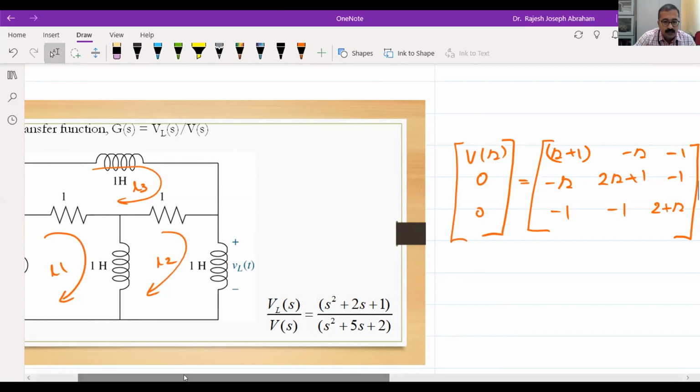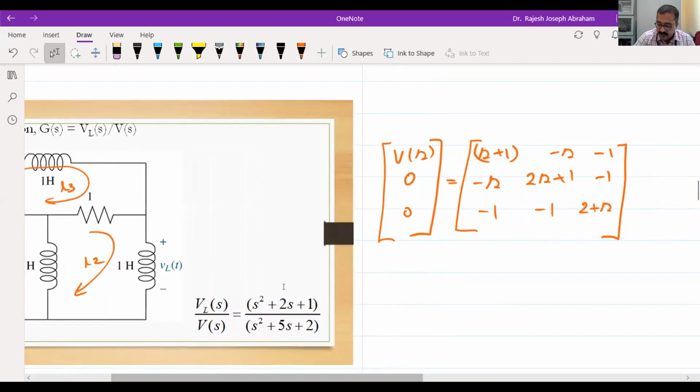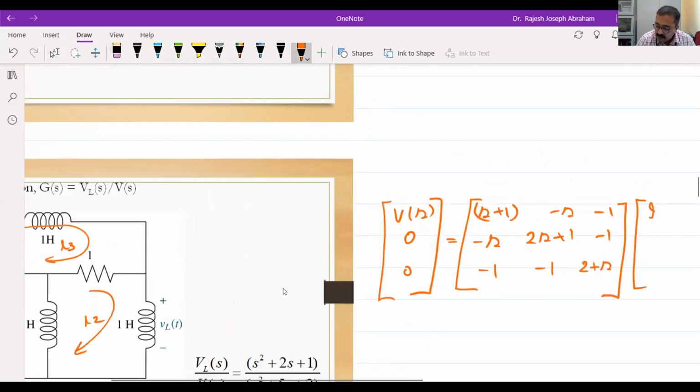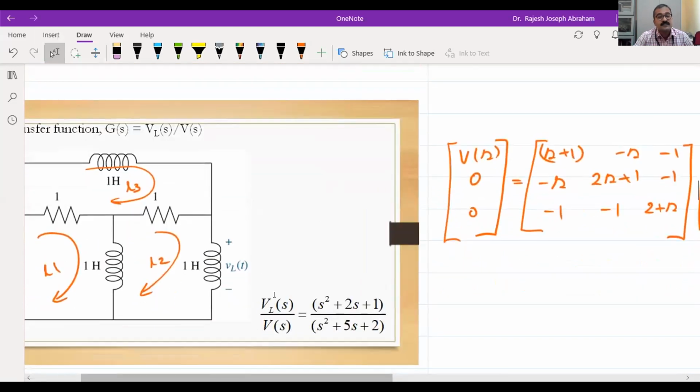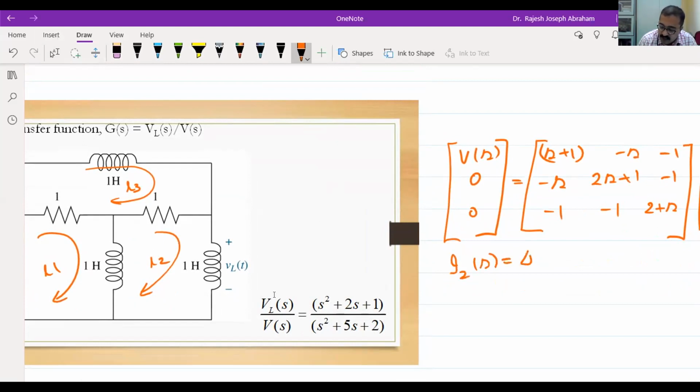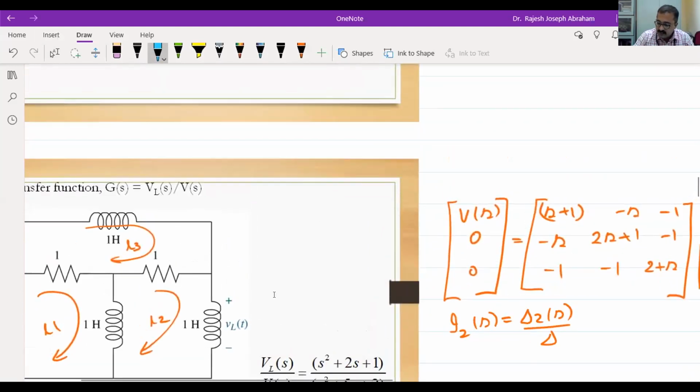Fine. That into what? Voltage must be equal to impedance into the current. Right. So that means I1 of S, I2 of S, I3 of S. Okay. What's the question? Question is to find VL of S by V of S. And what is VL of S? VL of S is the voltage across this 1 Henry. So to find the voltage, you need the current. Which current? I2. I2 is the current flowing through the inductance. Okay. So how will you find I2 of S? I2 of S will be delta 2 of S divided by delta. Right? What is delta? Delta is this determinant. Okay, you have to evaluate this determinant.